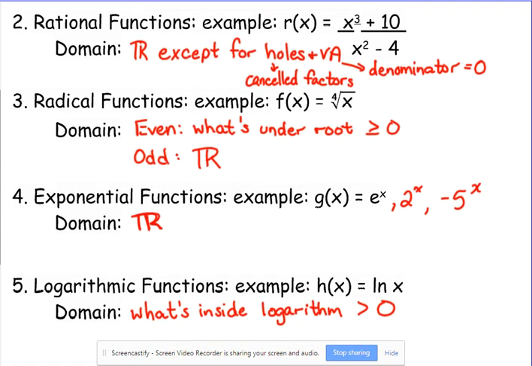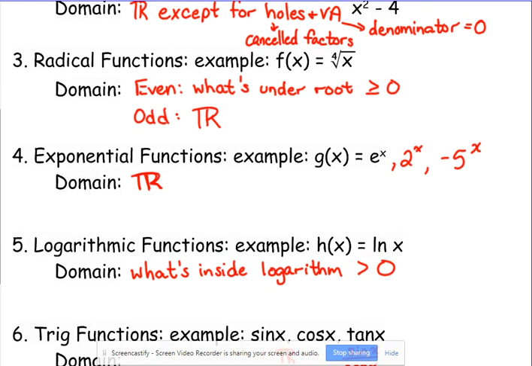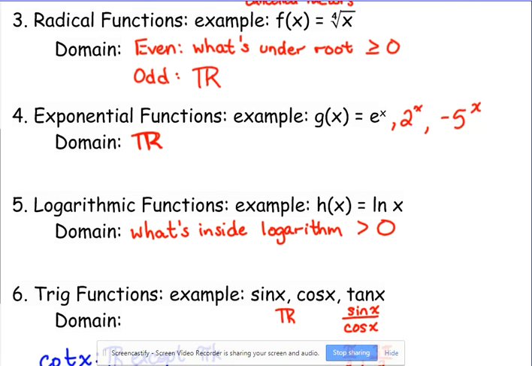All right, exponential functions. e to the x, 2 to the x, negative 5 to the x. Those are continuous everywhere. They have a domain of all real numbers. You can raise e to any power that you want to, and you're going to get a y value out. So continuous everywhere for exponential functions.